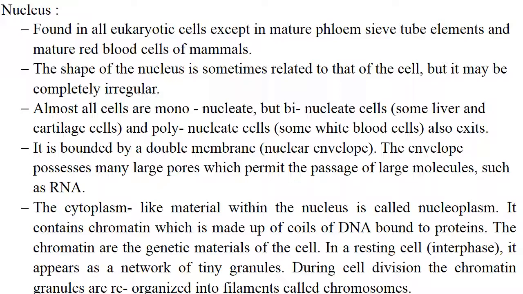The cytoplasm-like material within the nucleus is called nucleoplasm. It contains chromatin, which is made up of coils of DNA bound to proteins. The chromatin is the genetic material of the cell. In a resting cell, or interphase, it appears as a network of tiny granules. During cell division, the chromatin granules are reorganized into filaments called chromosomes.